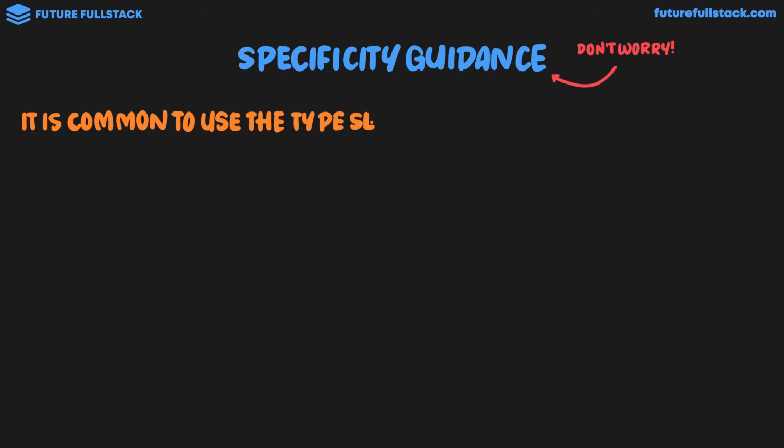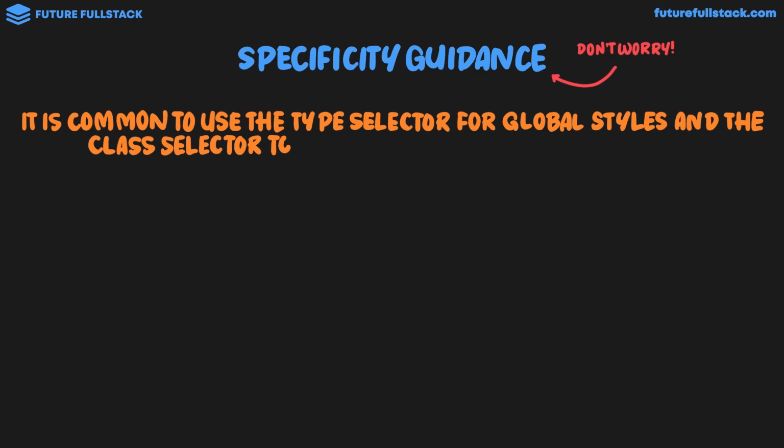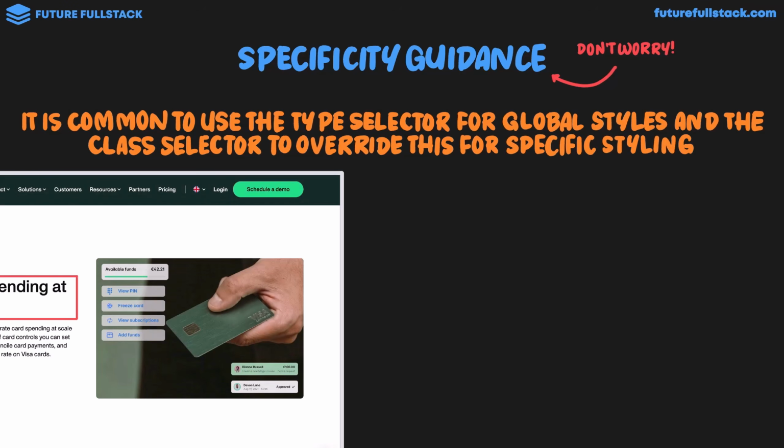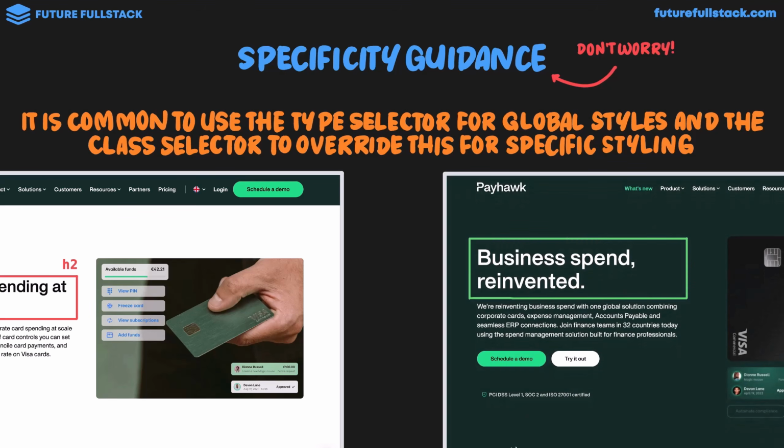The reason I don't want you to worry too much about it is because it is common to use the type selector for global styles and the class selector to override this for specific styling. For example, on this page, the heading 2 over here would be a global style with a specific font weight, color, font size, etc. So by default, within our application, all H2s will be styled this way. Within the application, there may be specific circumstances where we want to override that default global styling. For example, for this H2 over here, we could create a class called white, where we would override the H2 color property with a white color using the class. And the reason this works is because a class selector is more specific than a type selector.